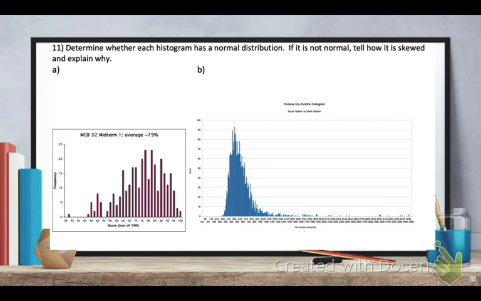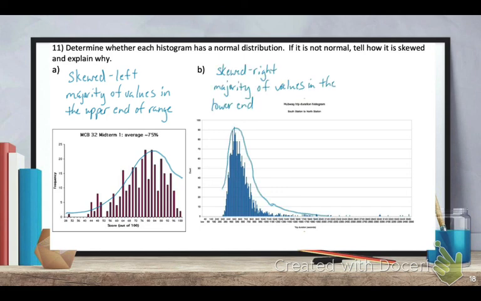We're going to determine whether each histogram has a normal distribution. So hopefully on yours, you drew the curve over. So on A, if you look, notice how those scores are piled up on the upper end. So this is what we call skewed left. So the majority of the values are in the upper end of the range. Now for B, when you draw that curve, hopefully you noticed that the majority of values were bunching up in the lower end. So we call this data set skewed right rather than a normal distribution.